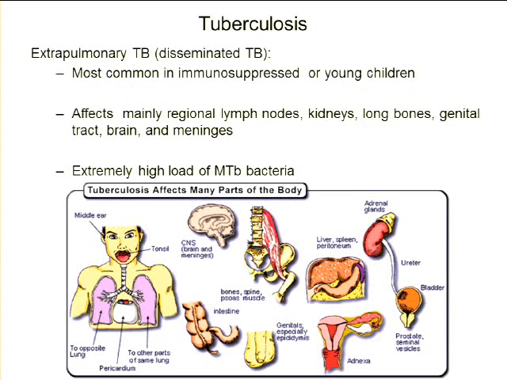All right, again, let's talk about this extrapulmonary TB. Most common in immunosuppressed or young children. The effects of extrapulmonary TB mainly reside within lymph nodes, kidneys, the longer bones, genital tract, brain, and the meninges. This represents a very high load of the bacteria within these tissues. And so you can see any of these tissues can or will be affected.